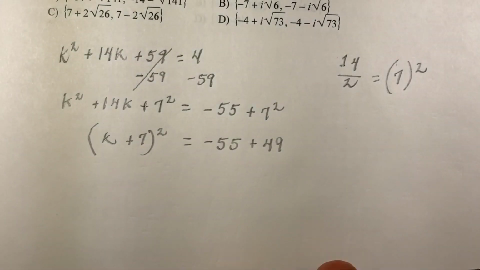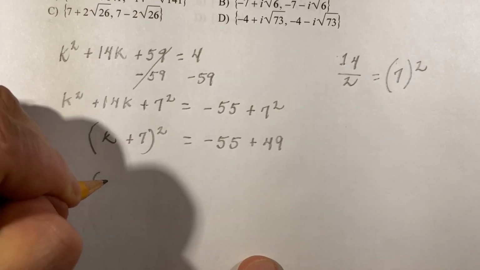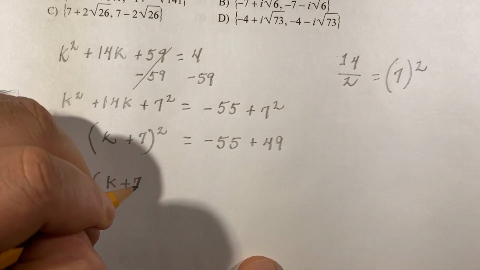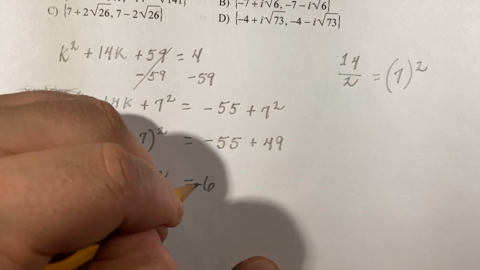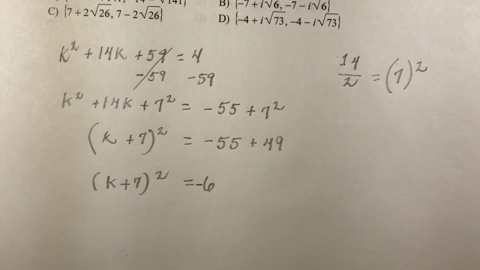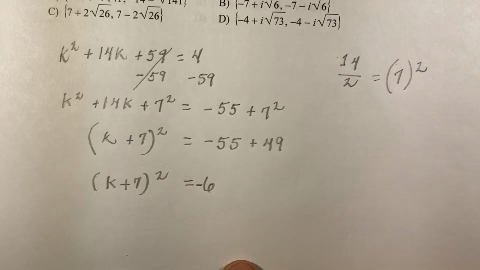And so 55 minus 49 is going to be negative 6, because you're going to basically subtract 49 from 55. 55 minus 49 is 6, and so you just put a negative sign in front of it. And so this whole thing, (k plus 7) squared, equals negative 6. Okay, now because it equals a negative number, we're going to end up with imaginary number solutions.